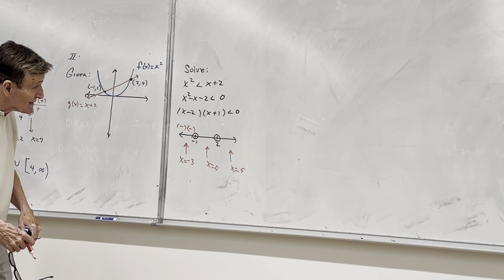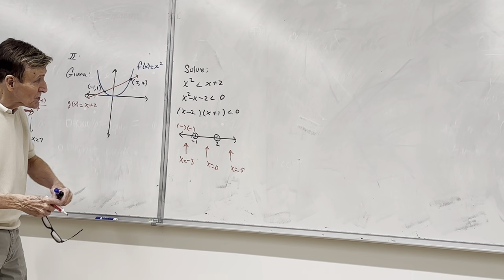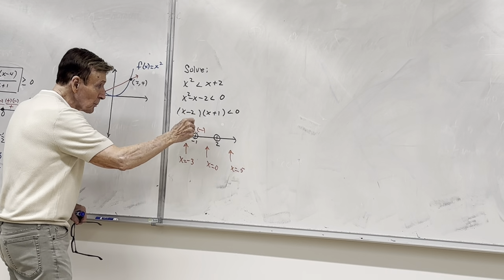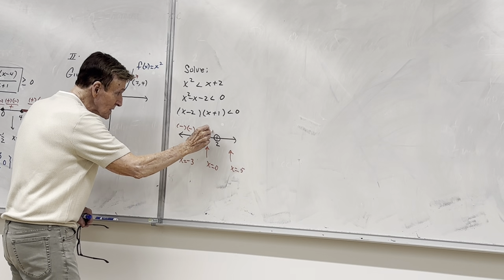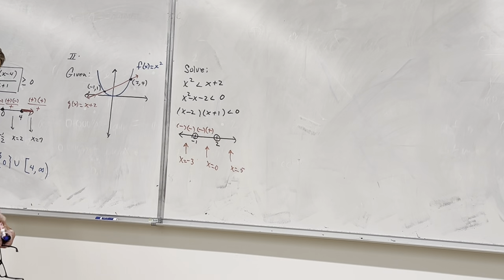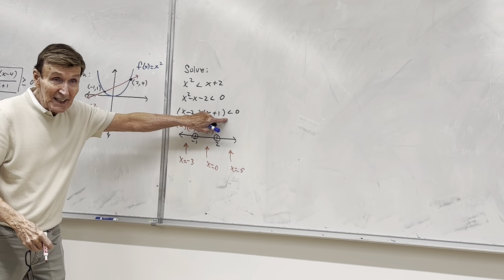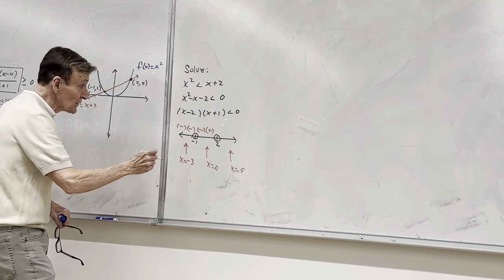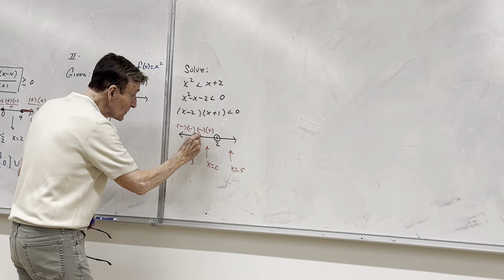In between, I'm trying 0. 0 subtract 2 in that factor gives me a negative. 0 plus 1 gives me a positive 1. Positive. And a negative times a positive gives me a negative, which says that's what you're looking for. Looking for something less than 0. So this is negative, it works, so you are allowed to shade.